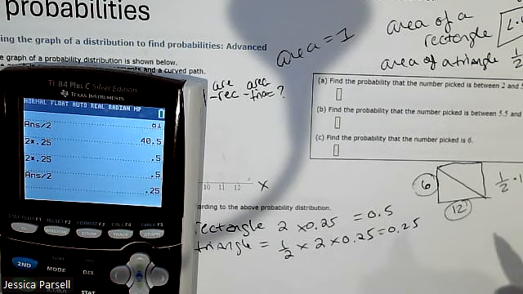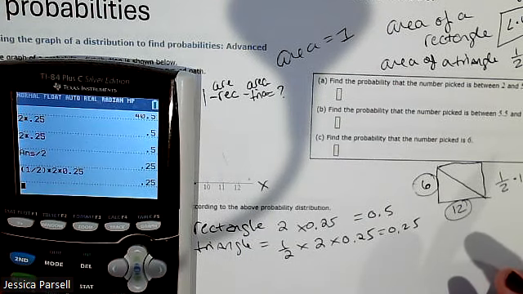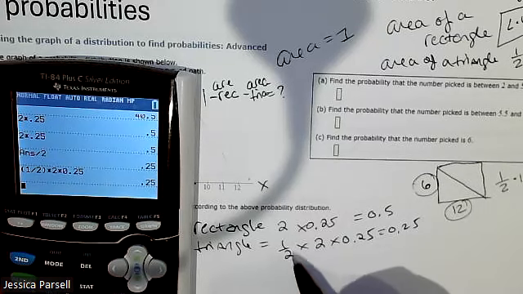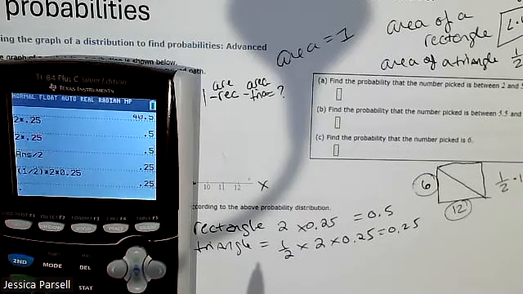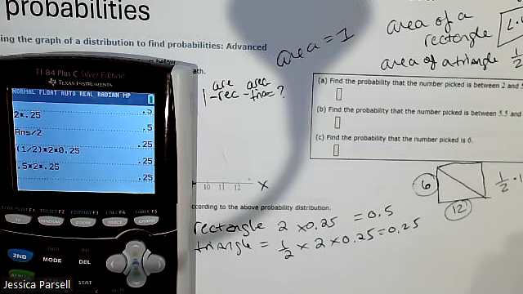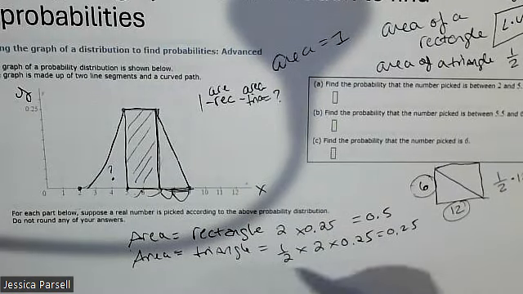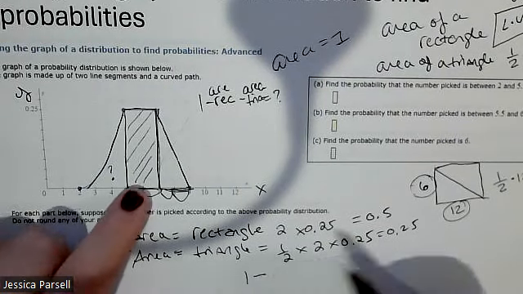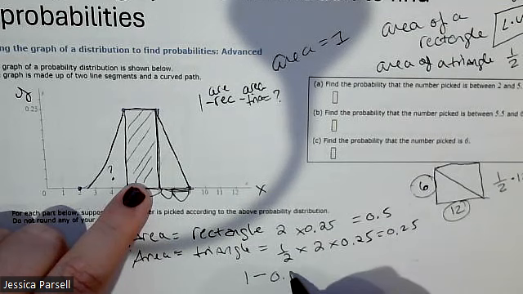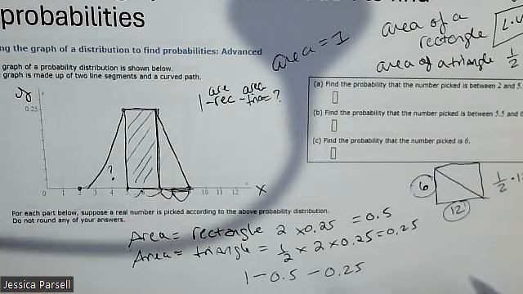All right, if you have a fancy calculator, I could have done 1 divided by 2, times 2 times 0.25, and still gotten 0.25. You could convert 1/2 to 0.5 on a regular calculator. 0.5 times 2 times 0.25, still going to get 0.25. All right, so we know that this whole thing is equal to 1. So 1 minus the area of the rectangle, which is 0.5, minus the area of the triangle, which is 0.25.